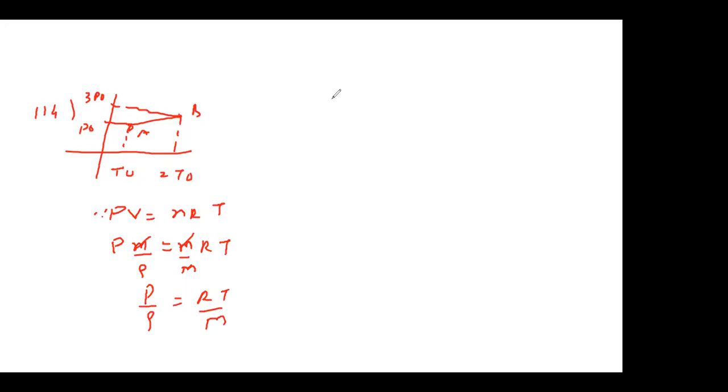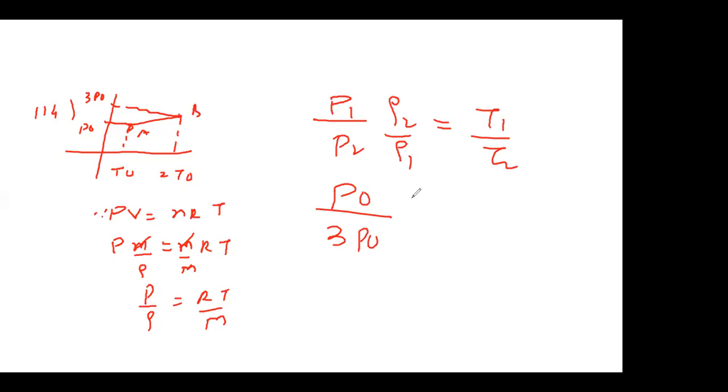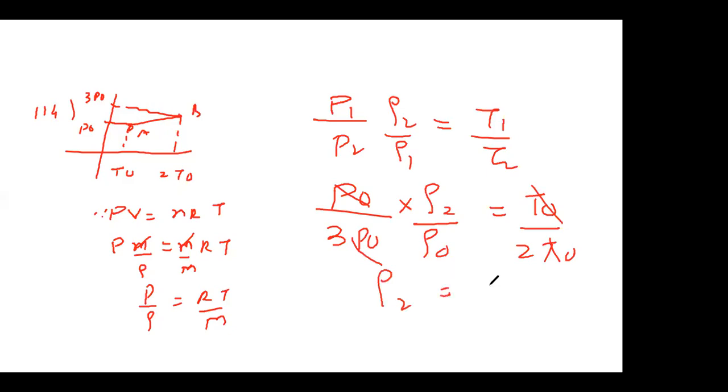First pressure is P naught. I'm writing as P1 P2 first into rho 2 by rho 1 equals to T1 upon T2. So first pressure is P naught. Second pressure 3 times P naught. First density is rho naught. Second density rho 2. First temperature T naught. Second temperature 2 T naught. ये जो same है cancel कर दो. So rho 2 equals to 3 times rho naught upon 2.